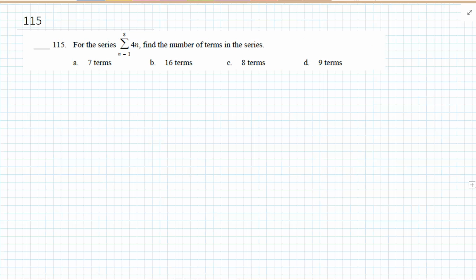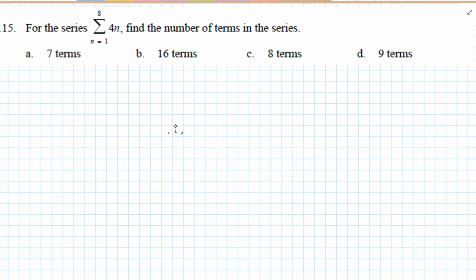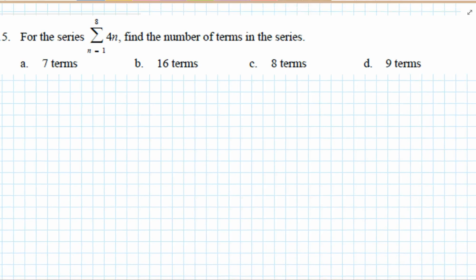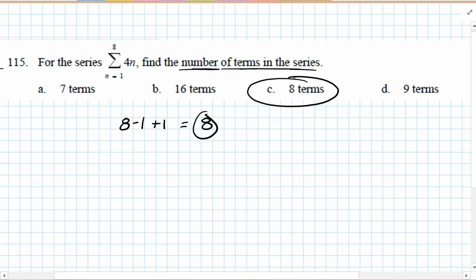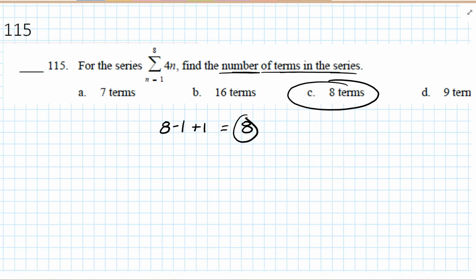Okay, next problem. For the series, summation of n equals 1 to 8 of 4n, find the number of terms in the series. Well, that's easy. Upper limit minus lower limit plus 1. So it would be 8 terms. So the answer would be C.